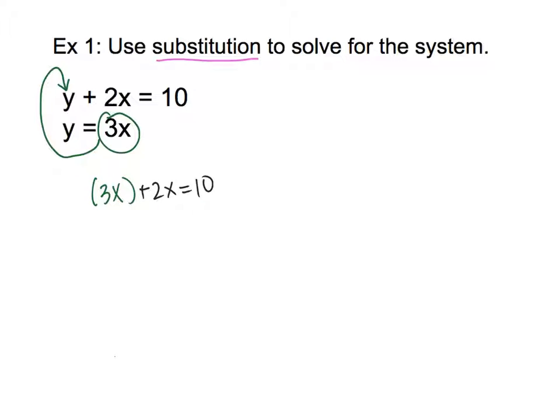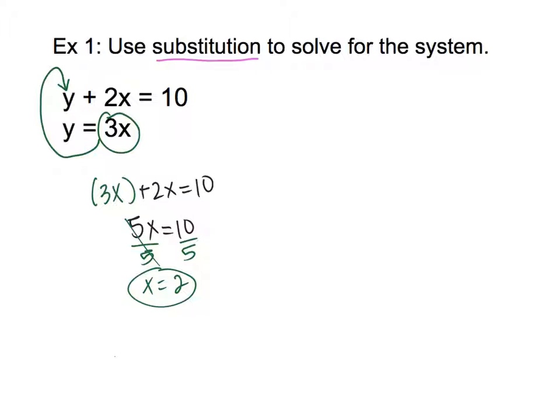And so notice that when I replace that variable, there's only one variable to deal with now, which makes it more possible for me to get a variable by itself. So now I'm going to just try to get x by itself. So 3x plus 2x is 5x equals 10. Now I'm going to divide by 5 to get rid of that 5 here. And then x is equal to 2. Okay, so we have our x value.